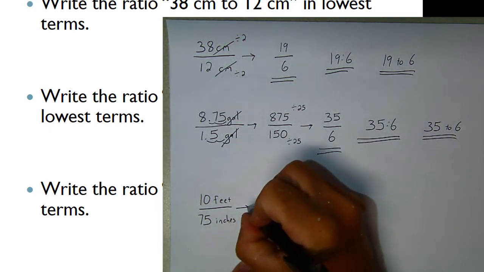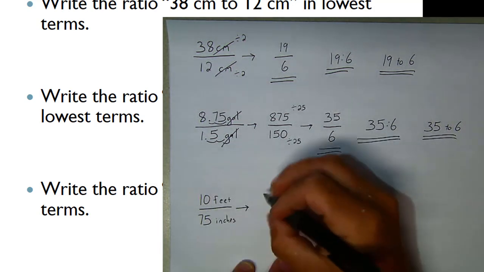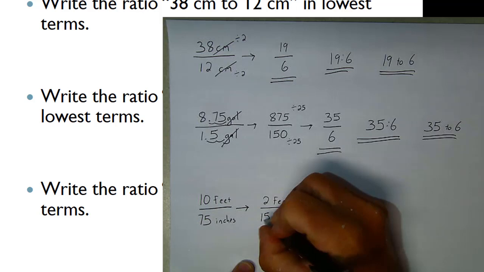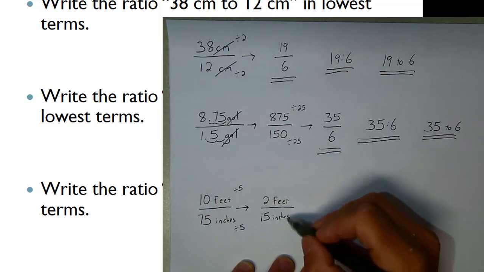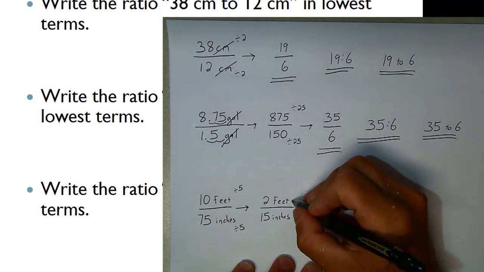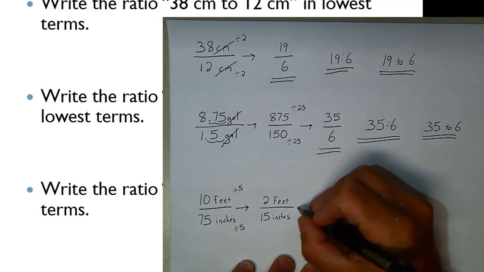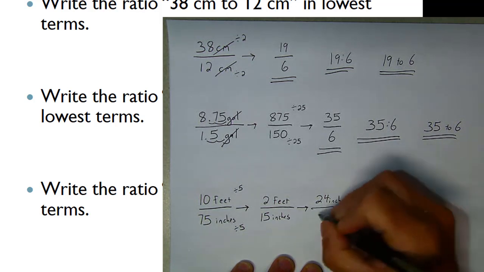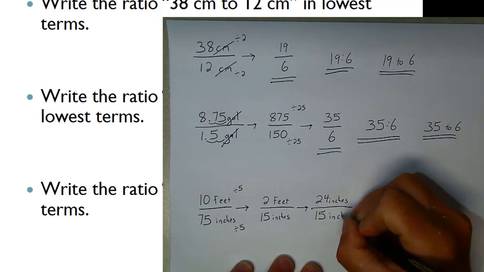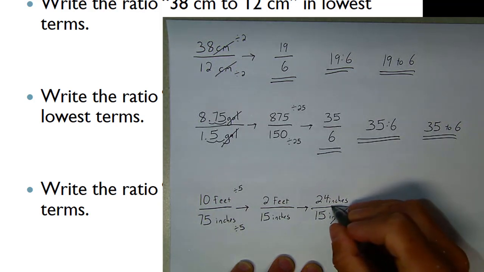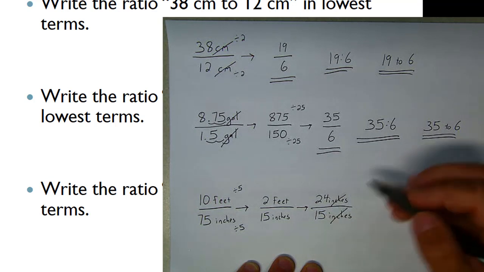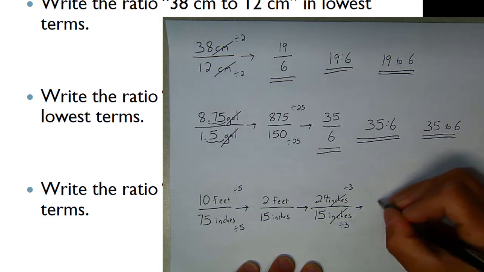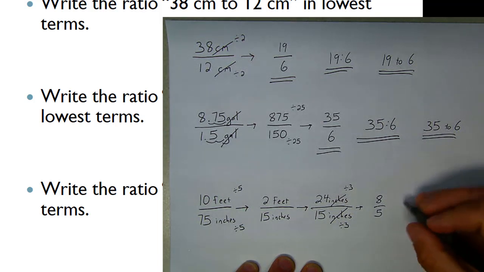And our last one, 10 feet to 75 inches. First of all, that does reduce down a little bit. Those both divide by a common factor of 5, and so we could say that that is 2 feet over 15 inches. Now, feet and inches can be made to match. Let's change the top. 2 feet. Well, 1 foot is 12 inches, so we could say that 2 feet is 24 inches over 15 inches. By making the units match, they cancel, and we're left with 24 over 15. But they both divide by a common factor of 3, and we end up with 8 over 5, and that is lowest terms.